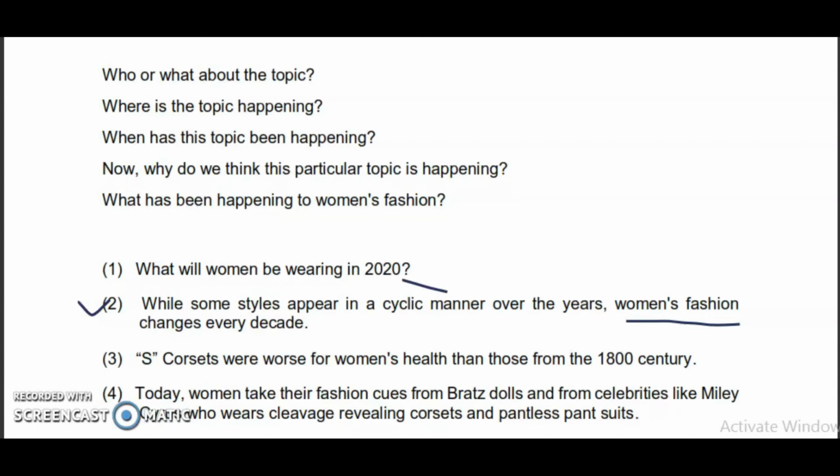Alright, now let's take a look at another example, and this one is shorter and simpler. Hope it will give you better ideas about the implied main idea. Here we go.